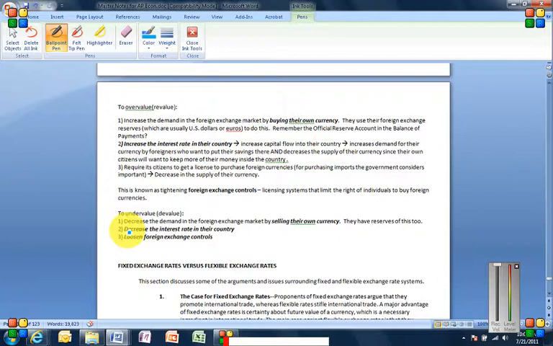Now, of course, the opposite of that is down here. If the country wants to undervalue or devalue their currency, then they'll decrease the interest rate in their country, which would have the opposite effect. It'll make money leave the country.